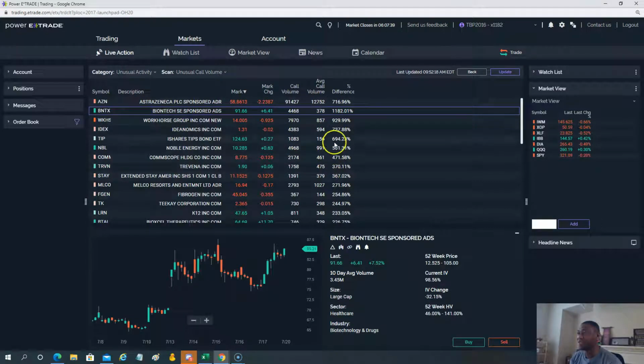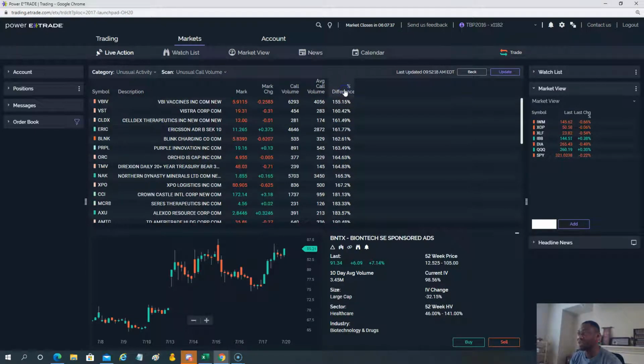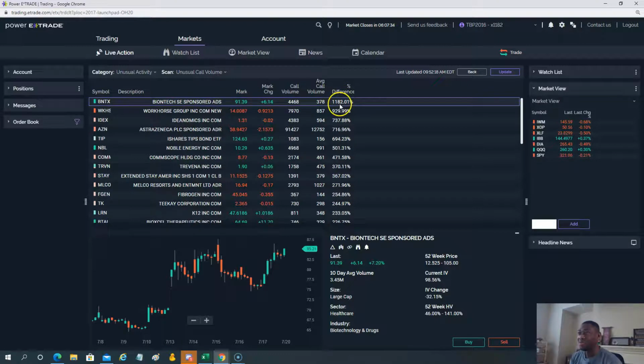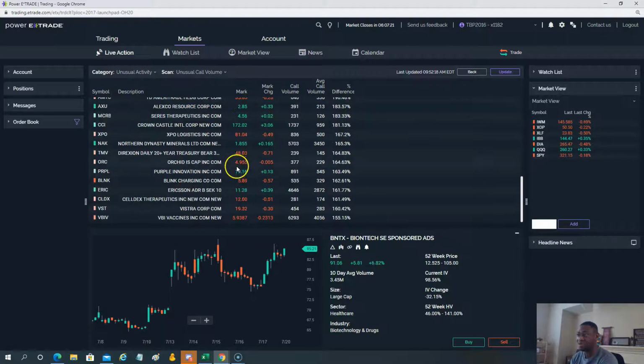The difference here is that you can run them by difference. BNTX, BioNTech, is having huge volume on call options today, so that could be something that gets you into that trade. AZN and the like. Definitely you can filter by stock price here and avoid some of these. NSK, Northern Dynasty, sure, but it's a stock under $2. Ericsson, interesting, bullish here, right? So that does give you how many.